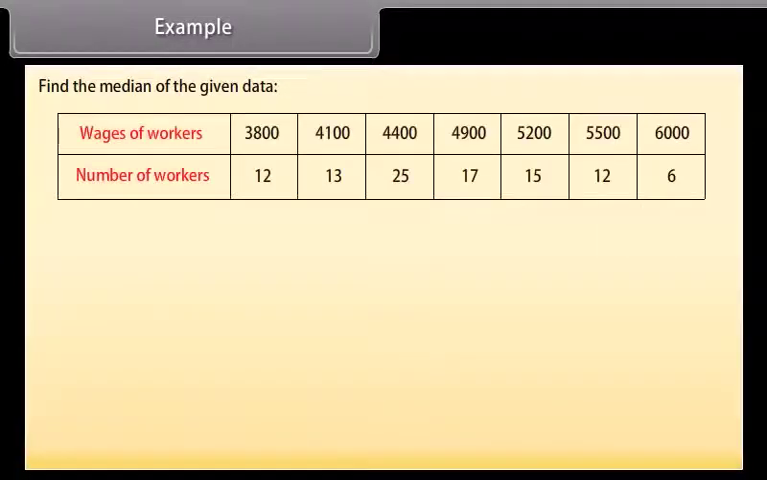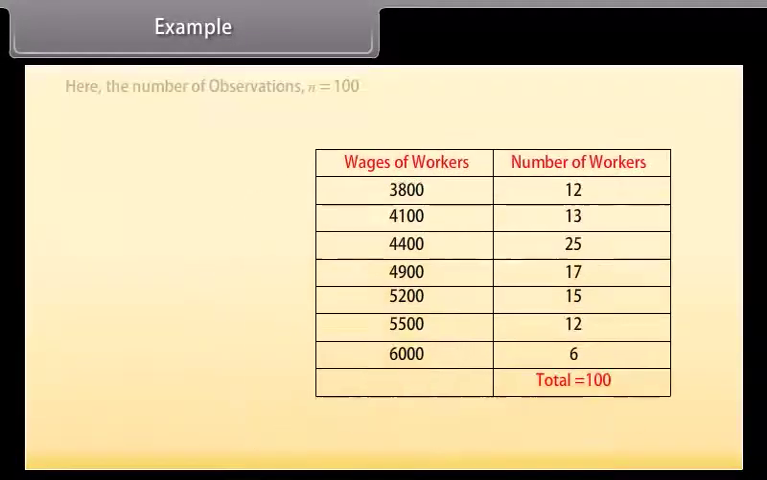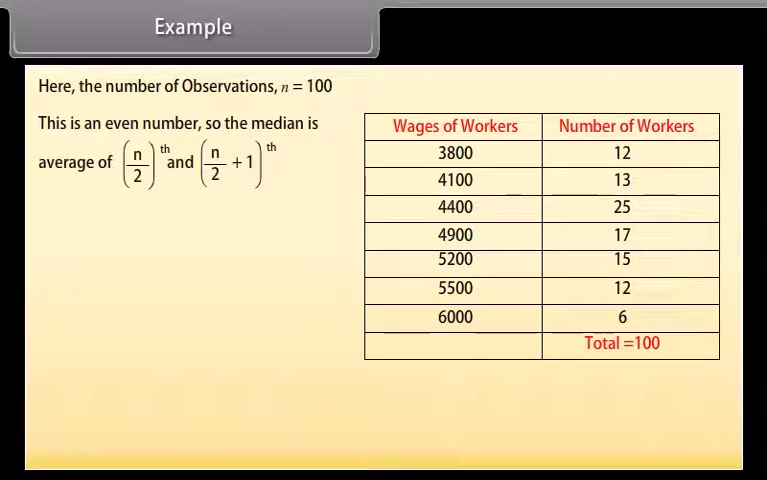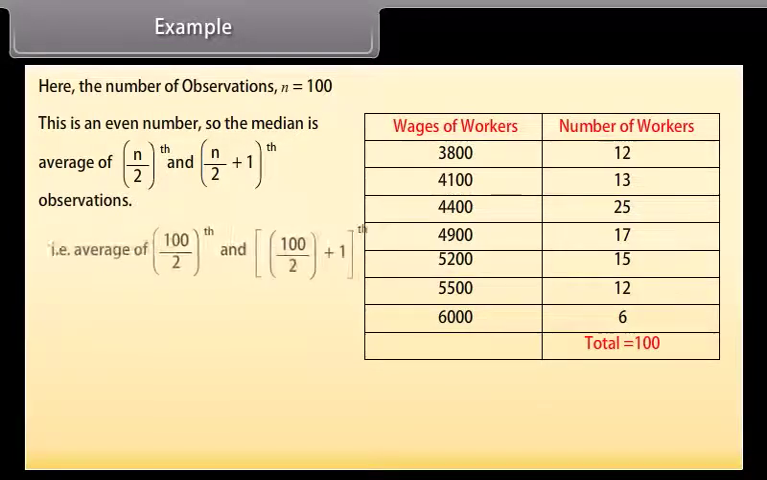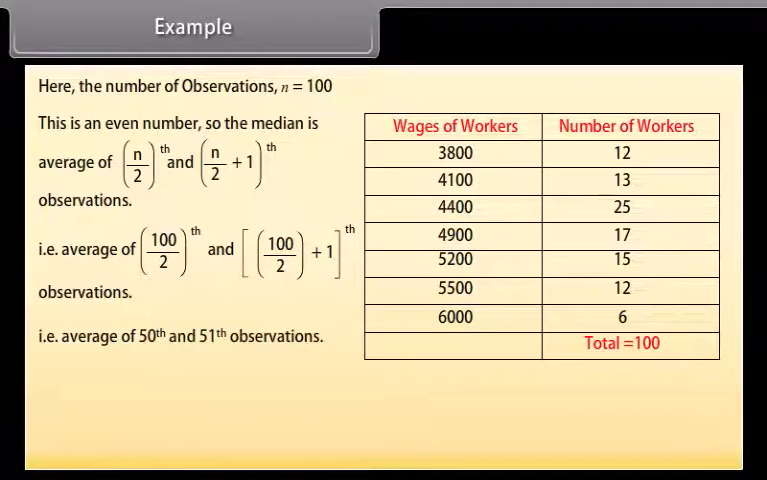Find the median of the given data. Solution. Firstly, we will write the wages of workers and the number of workers. The total number of workers is 100. Here the number of observations n is equal to 100. This is an even number, so the median is the average of the n by 2th and n by 2 plus 1th observations. That is the average of 100 by 2th and 100 by 2 plus 1th observation. That is the average of 50th and 51st observations.